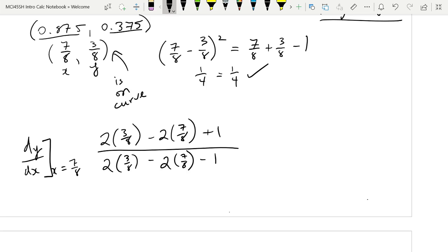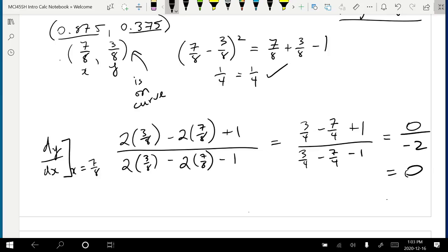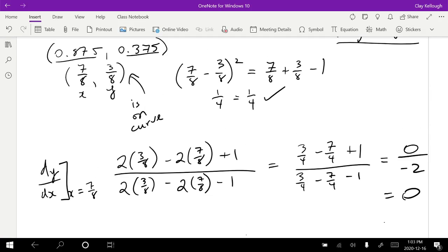Okay, so let's get a slope value at the point when x is 7/8, which is the minimum of this graph. Well, 2 times 3/8 is 3/4. 2 times 7/8 is 7/4. Plus 1 on top, and the bottom is 3/4 minus 7/4 minus 1. If you add that up, you're going to get 0 on the top and negative 2 on the bottom, which is a slope of 0. And that jives with what I noticed in the graph. If I look back to the graph, let's go back to Desmos here.